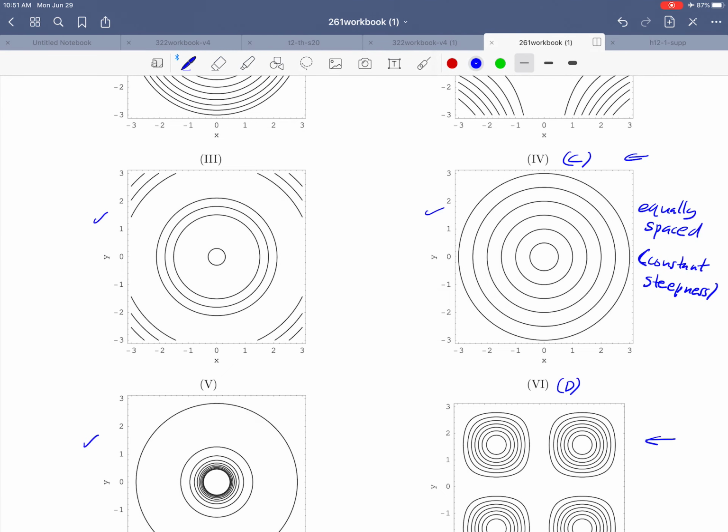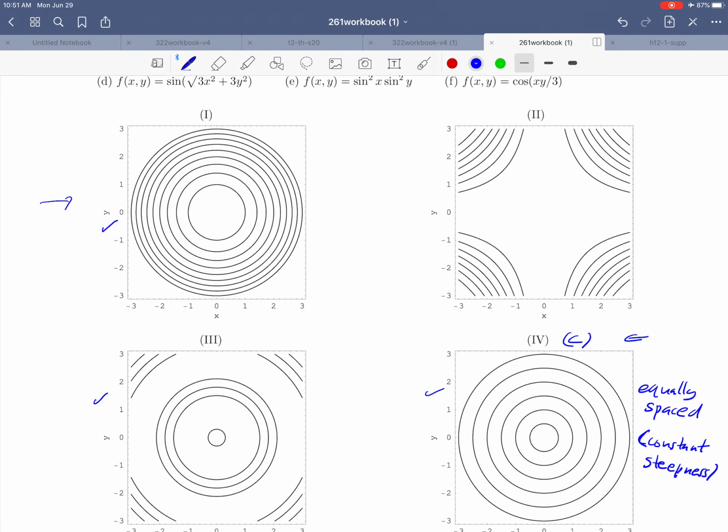Okay, if you contrast that behavior maybe with what's going on up here in number 1, those are also circles, but they get closer together as we get farther away from the origin, so that's kind of telling us that whatever surface this matches, it's going to be steeper away from the origin. Which one of the graphs does that behavior match?